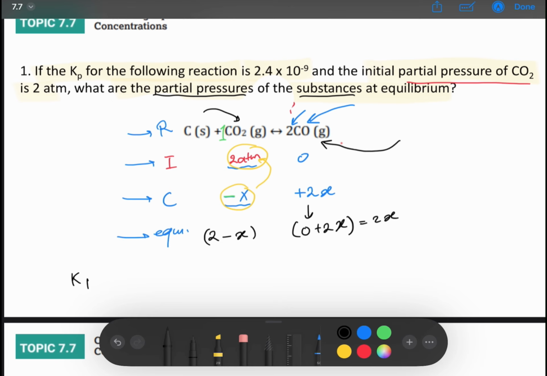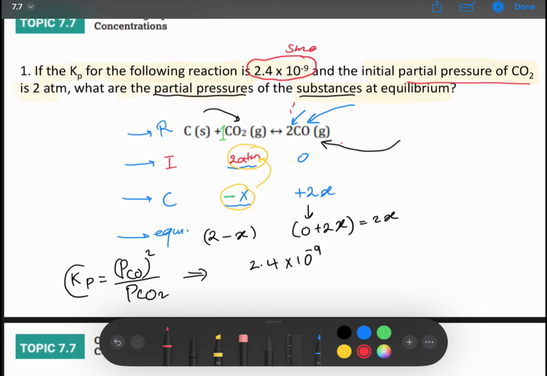Kp is equal to the partial pressure of CO to the power 2 over the partial pressure of CO2. Since the Kp value is given to us, it's 2.4 times 10 to the power negative 9. You can notice that this value is very small, actually less than 1 times 10 to the power negative 4, so we can make many approximations.